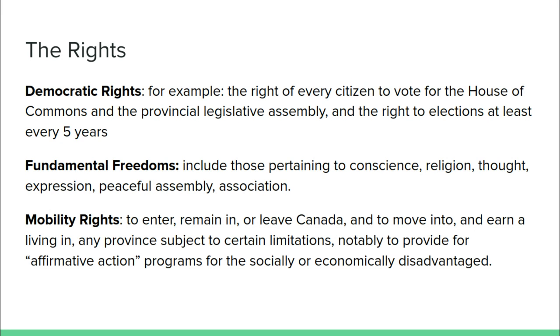You have mobility rights to enter, remain, or leave Canada, to move into and earn a living in any province subject to certain limitations, notably to provide for affirmative action programs for socially and economically disadvantaged. So some of the asterisks for mobility rights: not everyone can live in an Indigenous reserve.